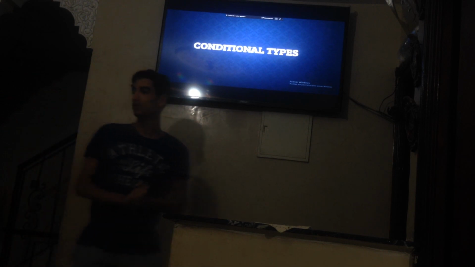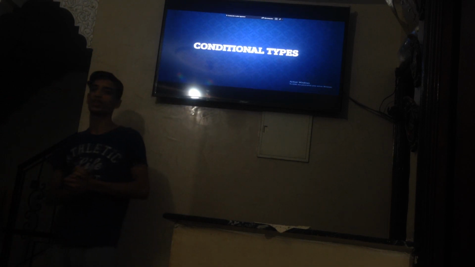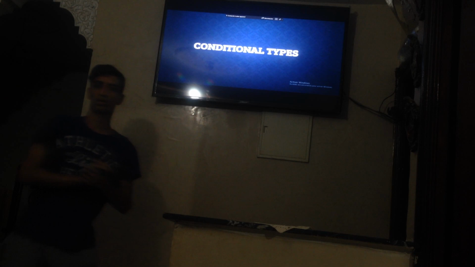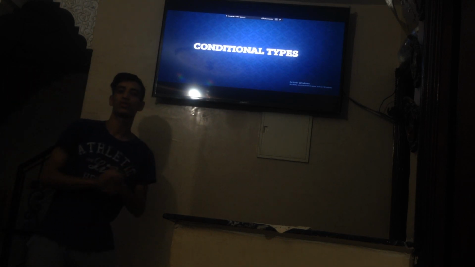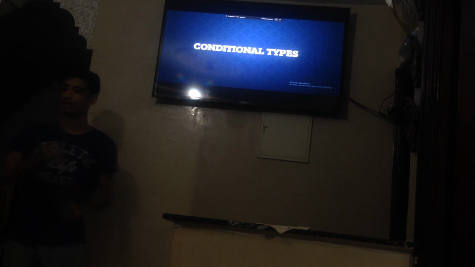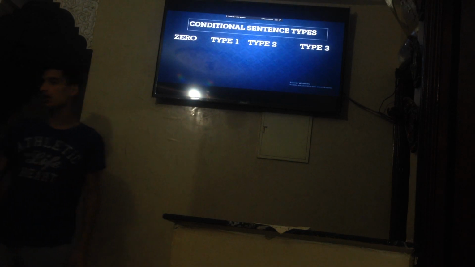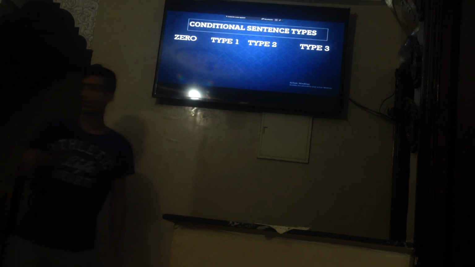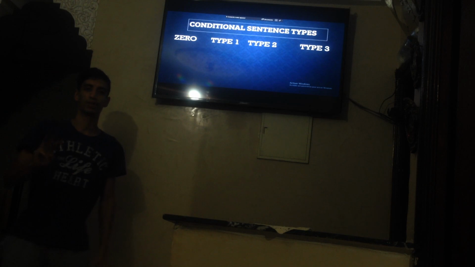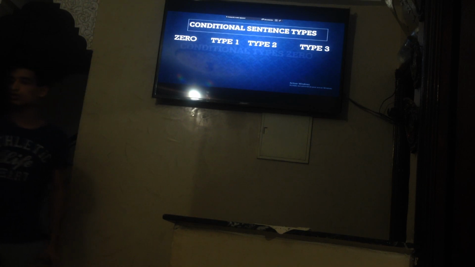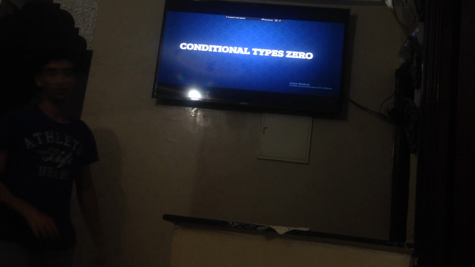Hello. Today we have our lesson, which is the conditional types. We will talk about all the conditional types, and then we will focus only on one, so that the others we can explain in the other lessons. First of all, as we know, we have four conditional sentence types: type 0, type 1, type 2, and type 3. Today we will focus only on conditional type 0.